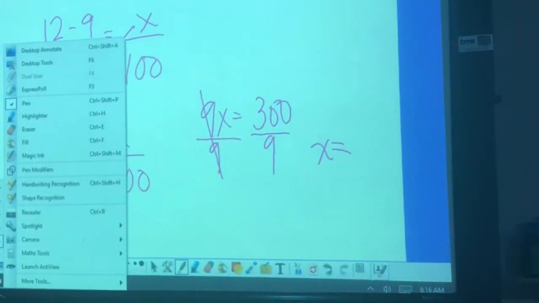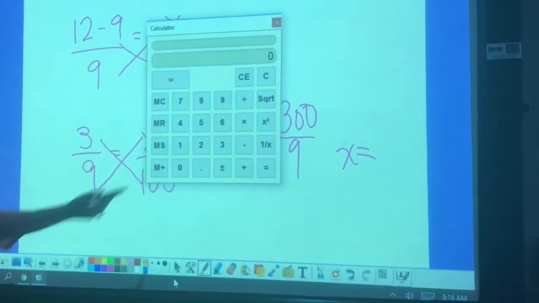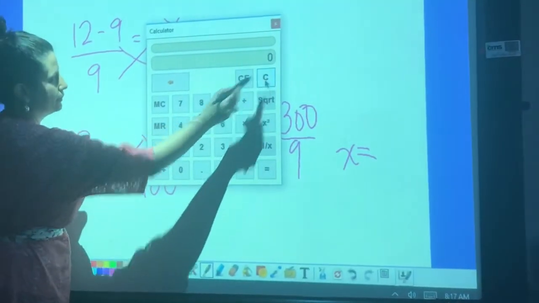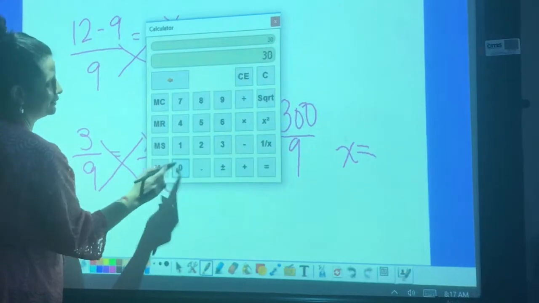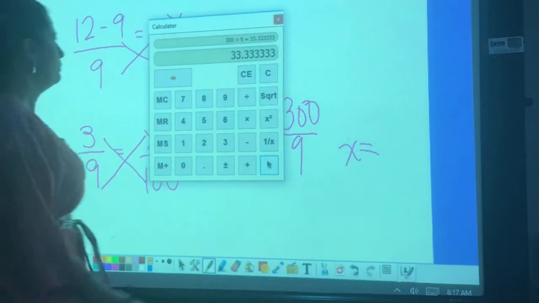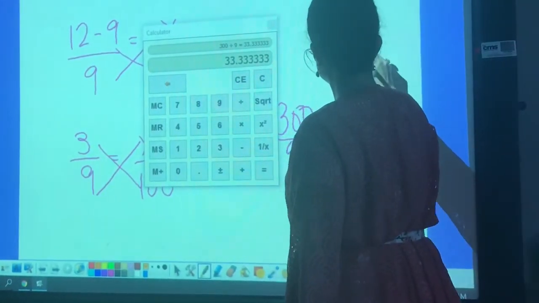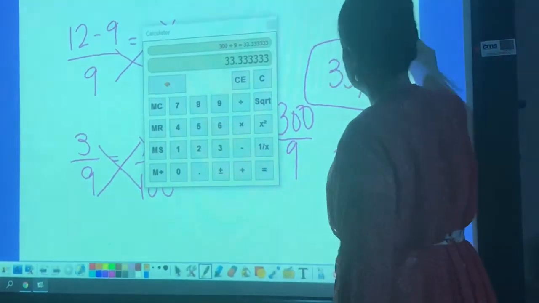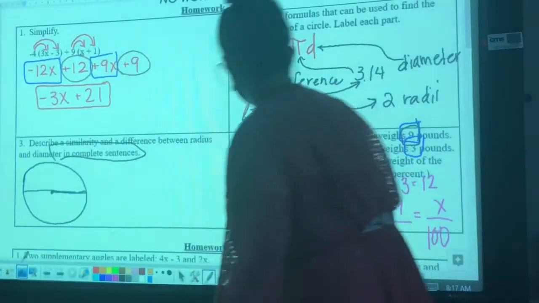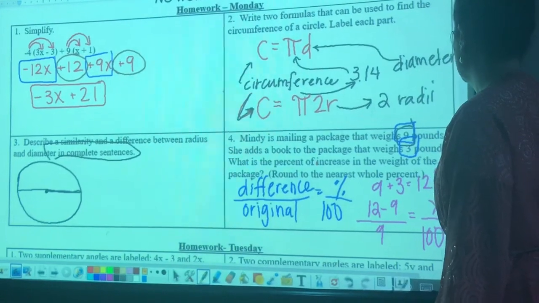let's go ahead and just pull the calculator up just to check our math. 300 divided by 9 equals 33.333, and it asked me to round it to the nearest whole percent, I believe, 33%, because again, this 3 makes this stay down, and we're going to go ahead and look back to make sure that that's what it actually said. Round to the nearest whole percent, so your correct answer is 33%.